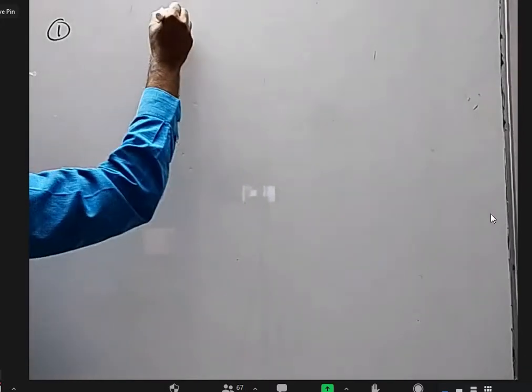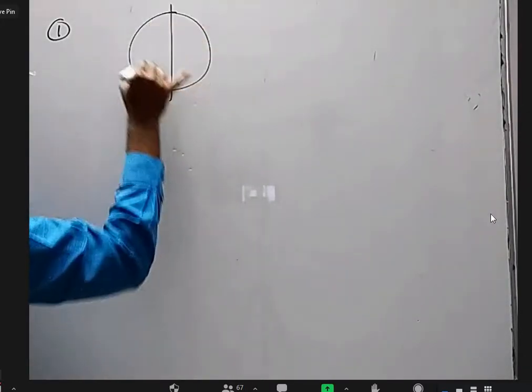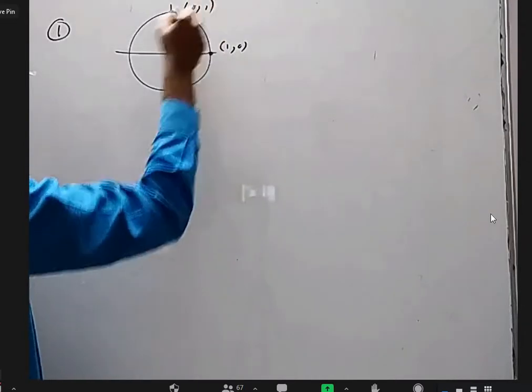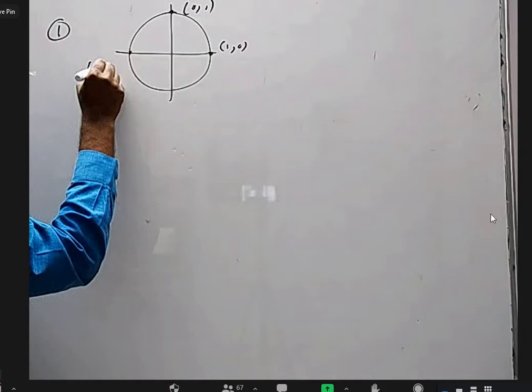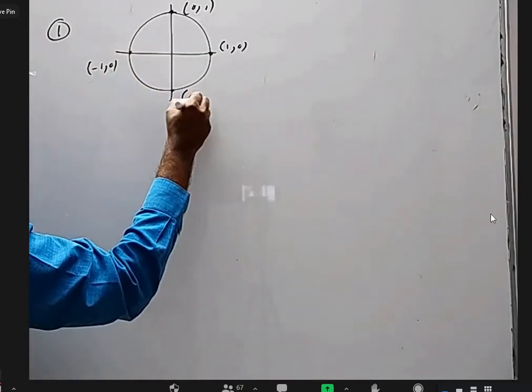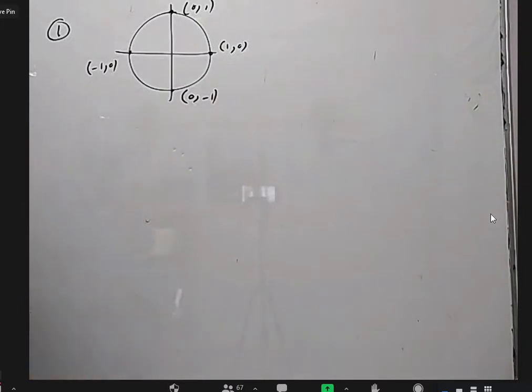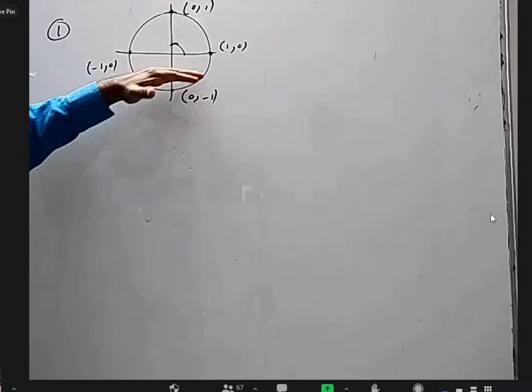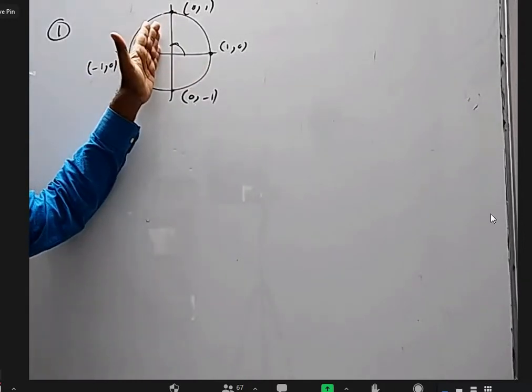For example, let us take this unit circle. This point is 1, 0. This point is 0, 1. This point is -1, 0. This point is 0, -1. Right? Yes, sir. According to the rotation, if I have to reach this point, how much I have to rotate? 90 degrees, right? Yes, sir.